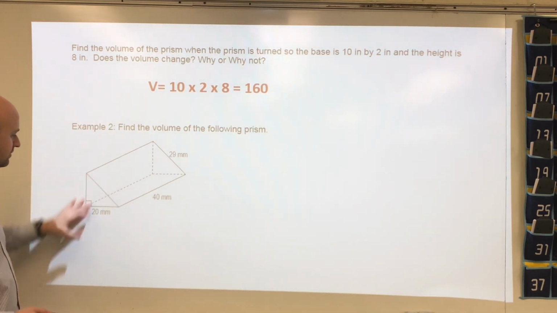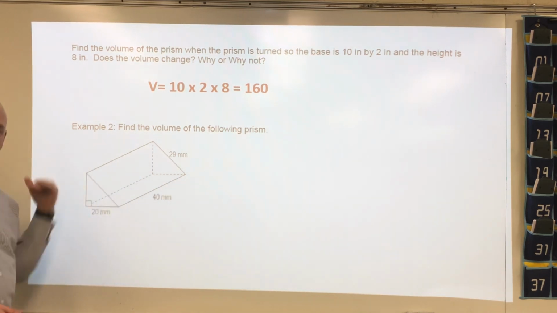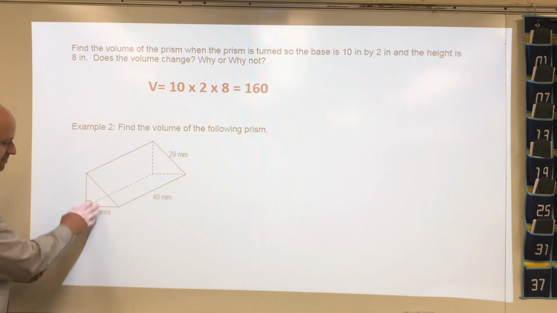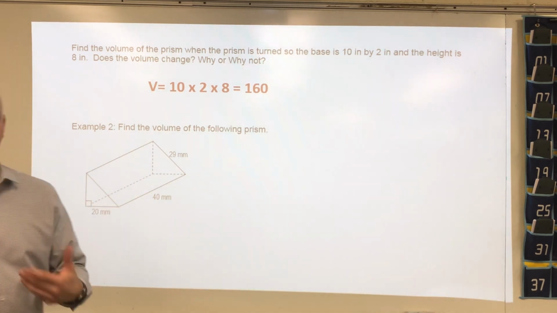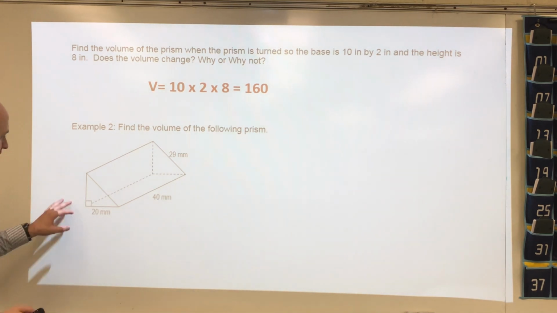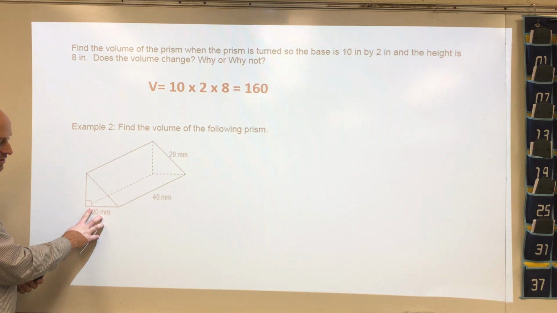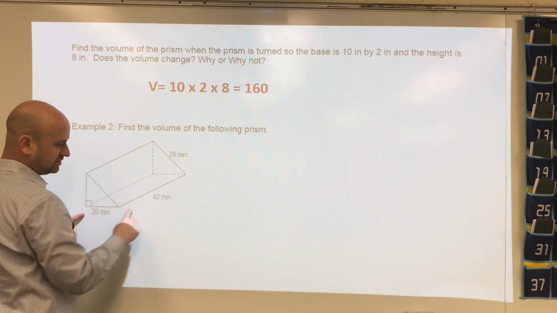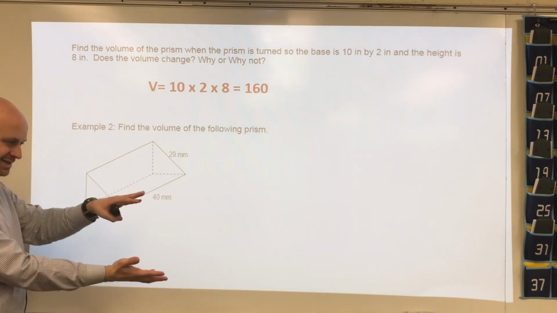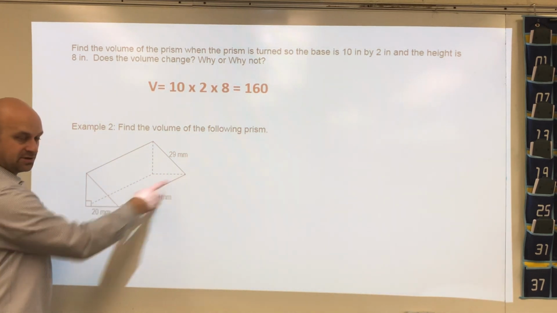All right, example 2. This prism is different. This is actually half of the type of prism we just dealt with. So the base in this problem is actually a triangle, so we would call this a triangular prism. There's 2 ways to do this. If we do the area of the triangle, we can multiply that times the height, which in this case would be 40 millimeters. So although it's laying down in the picture, if we turn it up, this would become the base, this would become the height.